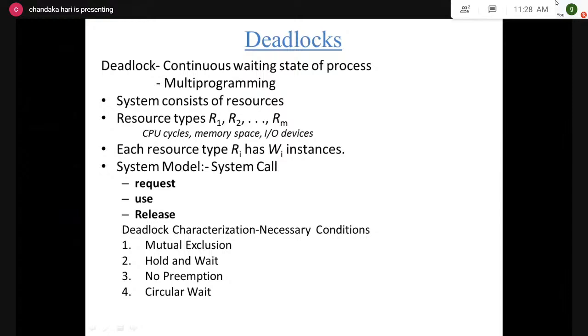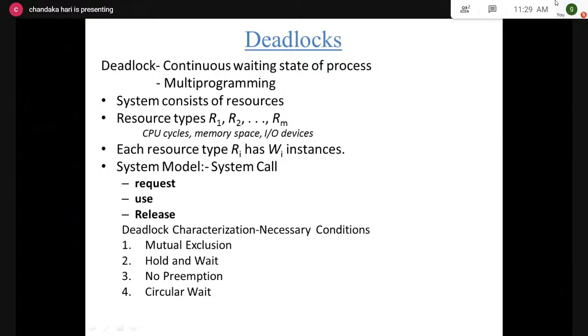Now let us assume that the system consists of some set of resources, named R1, R2, and so on up to Rn. In order to execute, the resources may be CPU cycles, memory cycles, IO devices, CPU registers, etc. As already told, a process can be thought of as a program in execution. To execute such a process, it requires resources like CPU cycles, memory cycles, IO devices, CPU registers, etc. That is what the resources are.